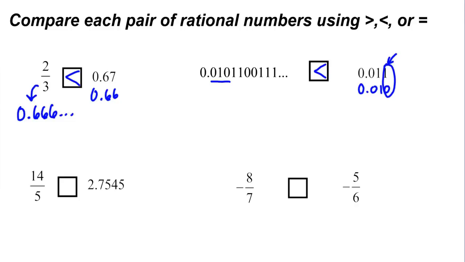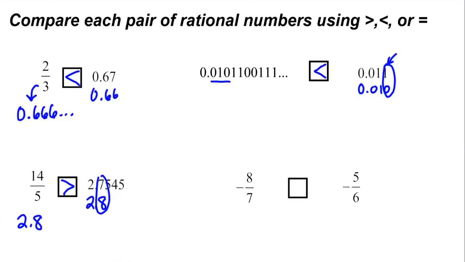Down here, 14/5 is an improper fraction. If I convert that to a decimal by taking top divided by bottom, 14 divided by 5 is 2.8. And if I compare my place values here, 8 is bigger than 7. So 14/5 is greater than 2.7545.